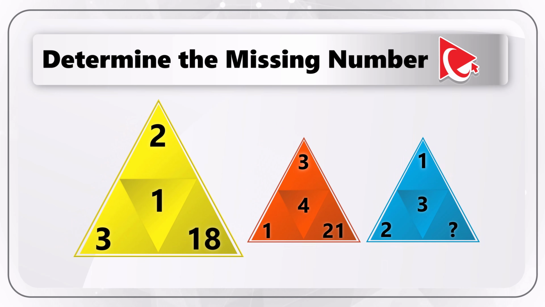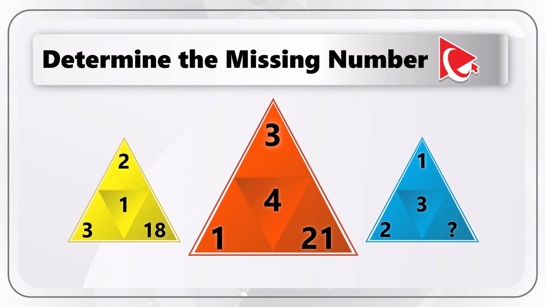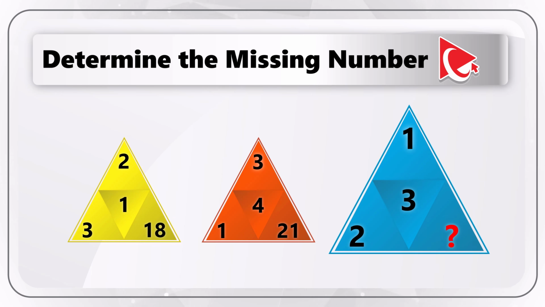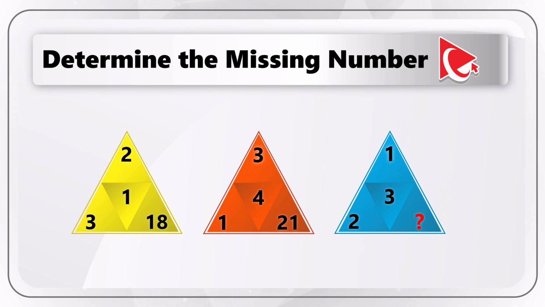The first triangle has numbers 2, 18, and 3, and the digit in the middle is 1. The second triangle has digits 3, 21, and 1, and then 4 in the middle. And then the third triangle has digits 1, 2, digit 3 in the middle, and then comes the missing number, which you need to calculate out of 4 possible choices.